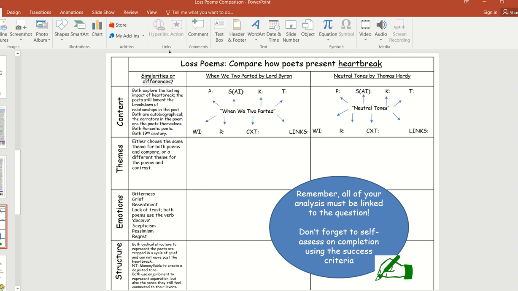Now, to help you out a little bit, I've filled in the similarities and the differences for each of these aspects here. You don't need to talk about all of them because you wouldn't have the time to write about all of them in an essay, in an exam situation.